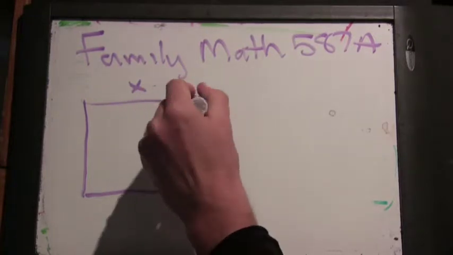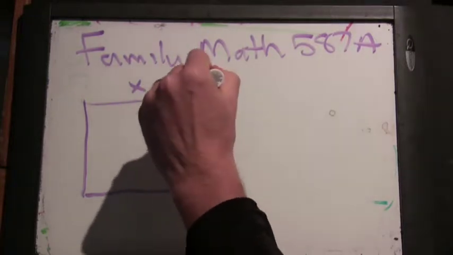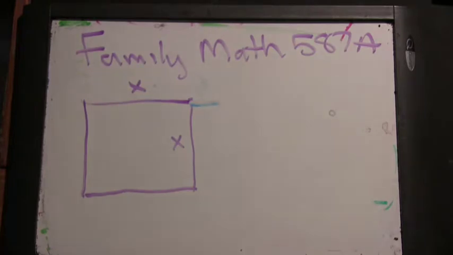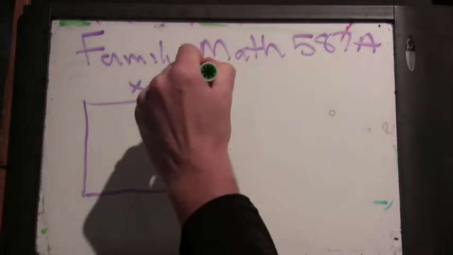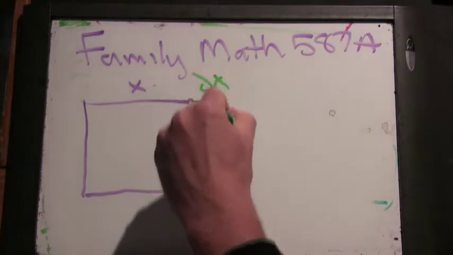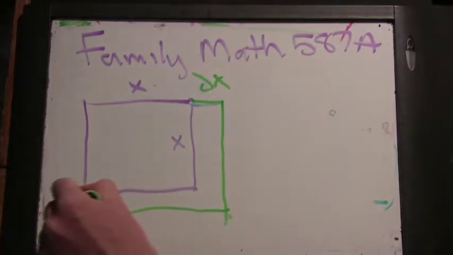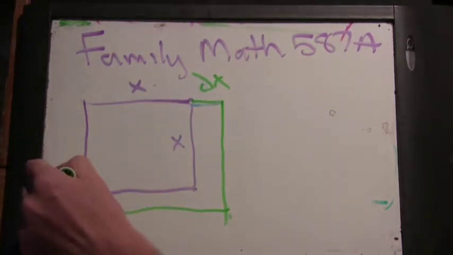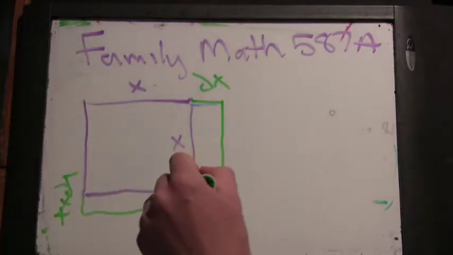You make a new square whose extra side lengths are dx. Right, we're having some marker issues this morning. So the side lengths now are x plus dx and x plus dx on this side. So we have a new square.